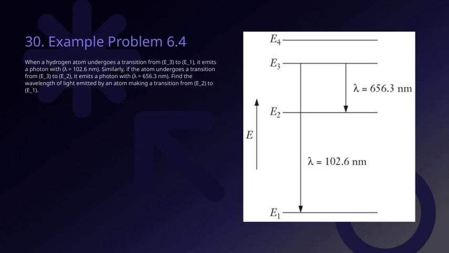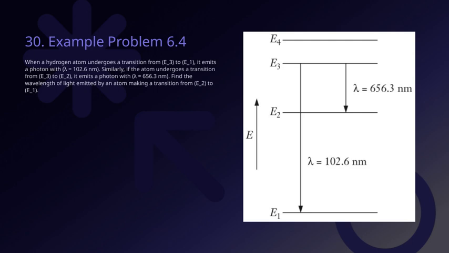All right, let's break down this problem. When a hydrogen atom transitions from the energy level E3 to E1, it emits a photon with a wavelength of 102.6 nanometers. Similarly, if it transitions from E3 to E2, the emitted photon has a wavelength of 656.3 nanometers.